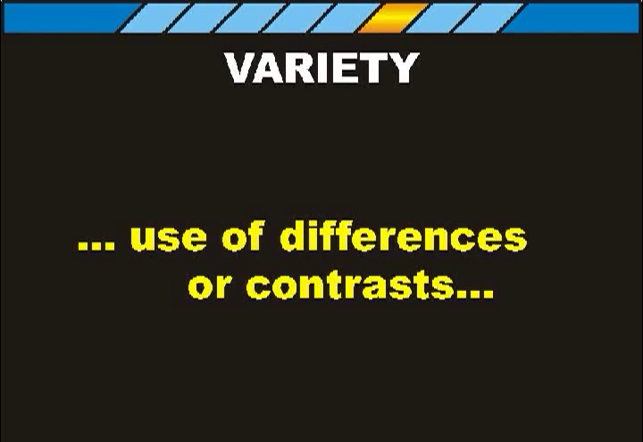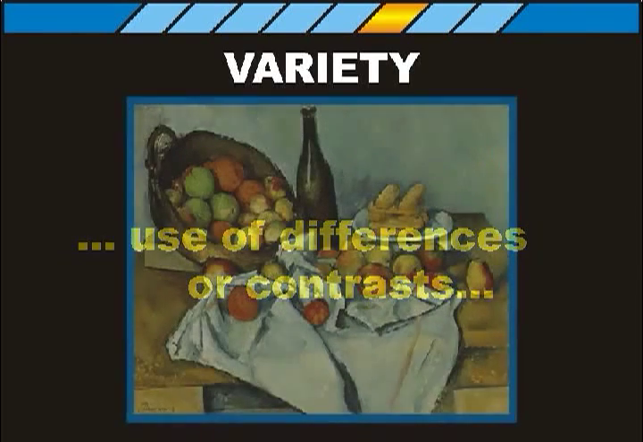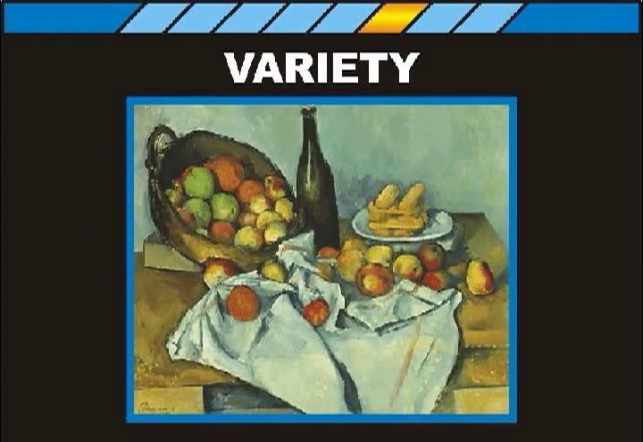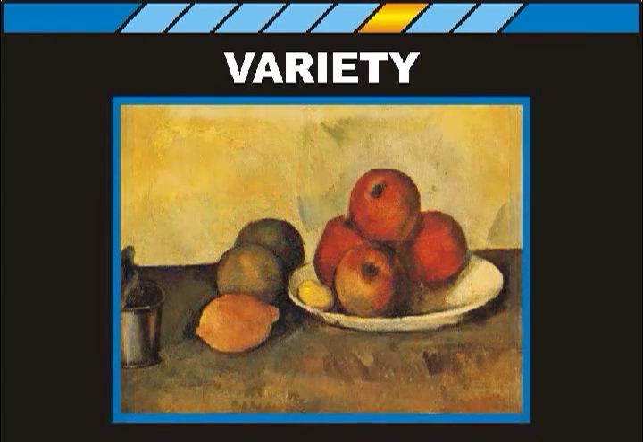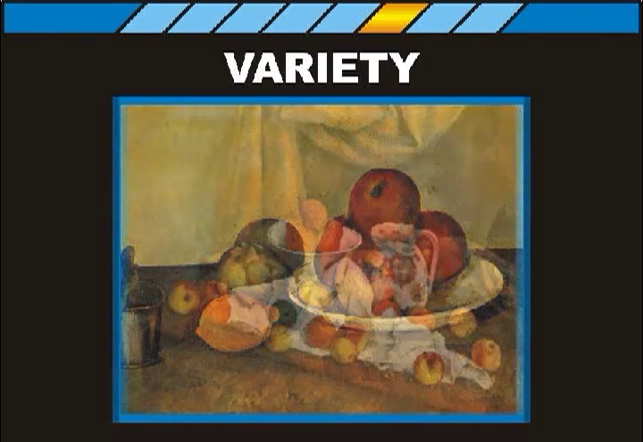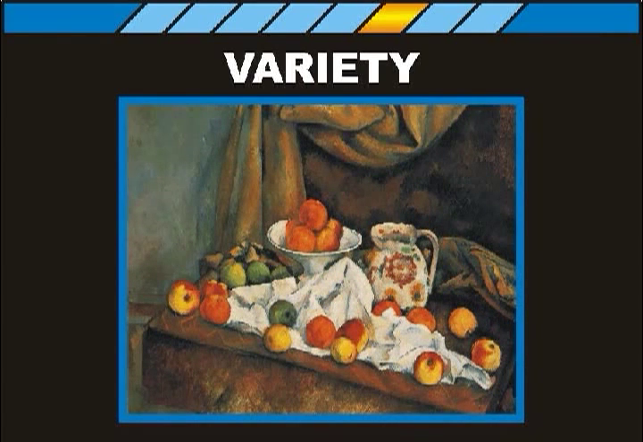Variety is a principle of design. Achieving variety involves the use of differences and contrasts. Here are 3 examples of still life paintings by Paul Cézanne. In each painting he has repeated fruits that are similar in size and shape. Note how the artist has achieved variety by changing the colors of each fruit so that no two are the same.